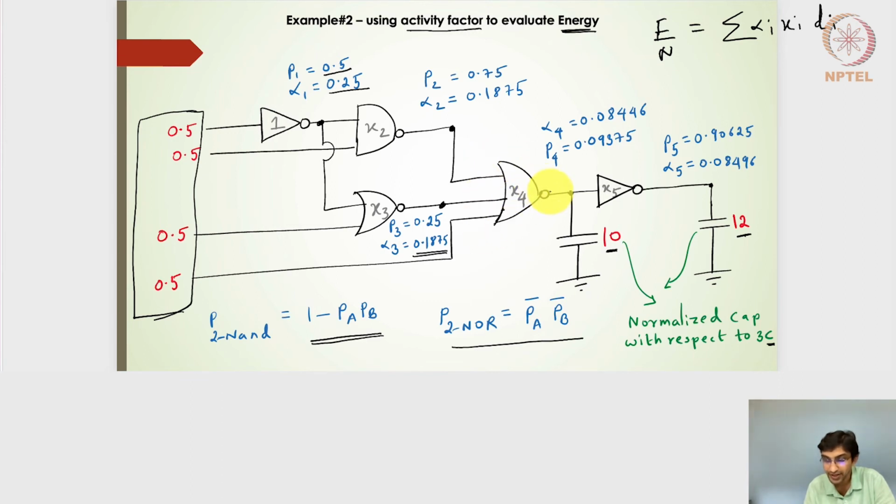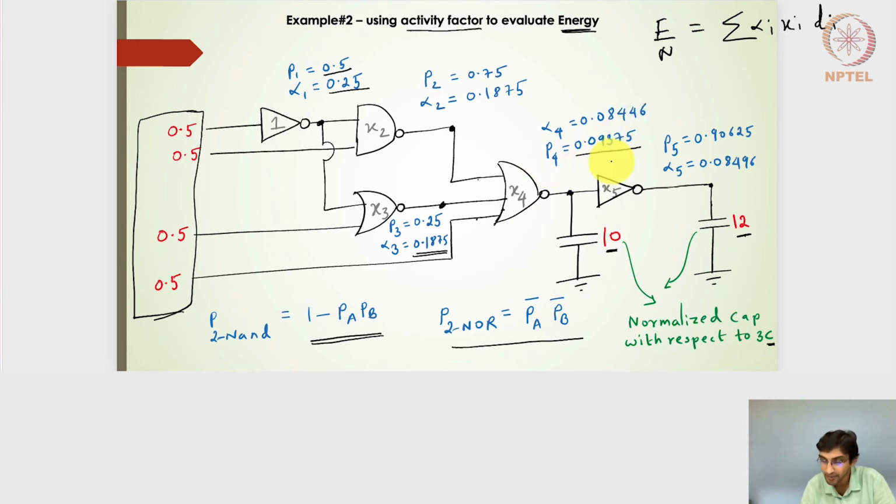For a 3-input NOR gate, the output expression will be very similar to the 2-input NOR gate. It will be nothing but PA bar, PB bar, PC bar. And we know the probability of the individual inputs going to the 3-input NOR gate, which is nothing but 0.75, 0.25, and 0.5. So its complement will be 0.25, 0.75, and 0.5. And if I do the multiplication, I should be able to establish P4, which will be 0.09375. And the activity factor at the output of this 3-input NOR gate turns out to be 0.08446.